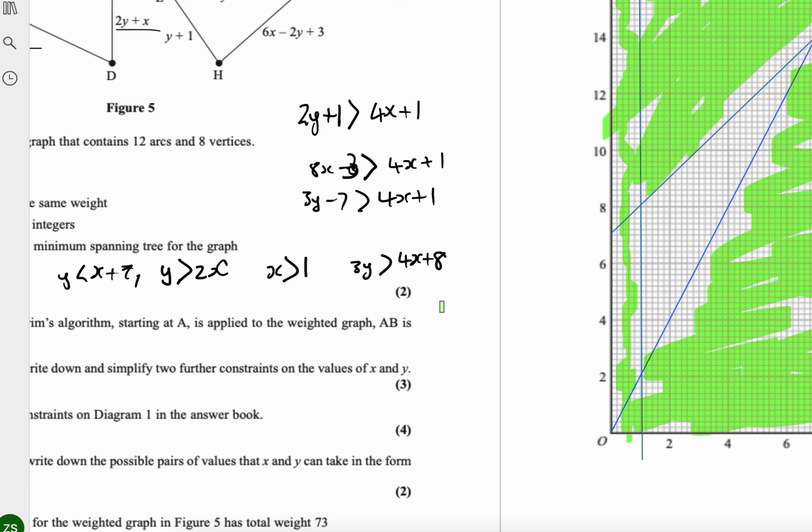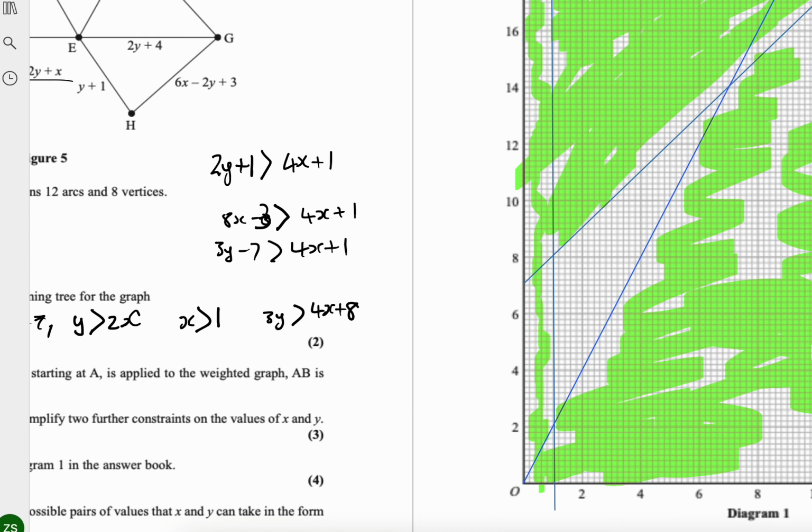Finally, 3y is 4x plus 8. Ooh, that's a bit messy. So let's put some values in. When y equals 0, what's x? Minus a half. No, that's not good. Minus 2. Yeah. When y equals 0, x equals minus 2. That's somewhere over here. When x equals 0, y is 8 over 3, which is 2 2/3. So that's about here. Yeah?